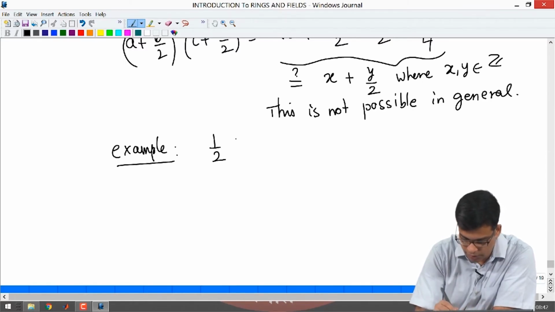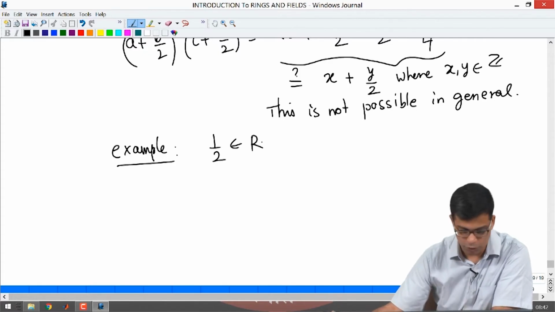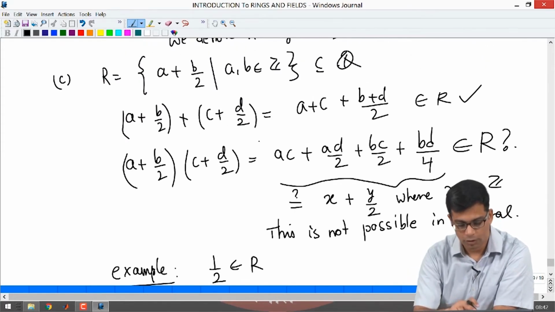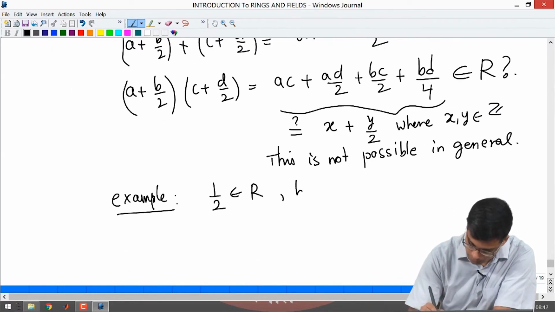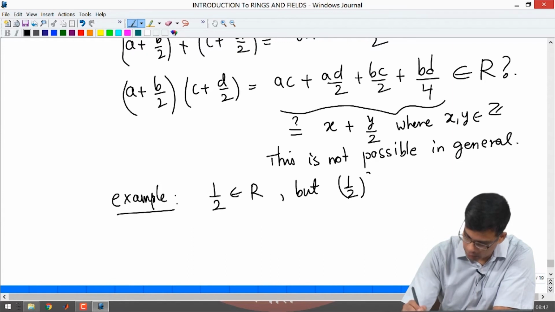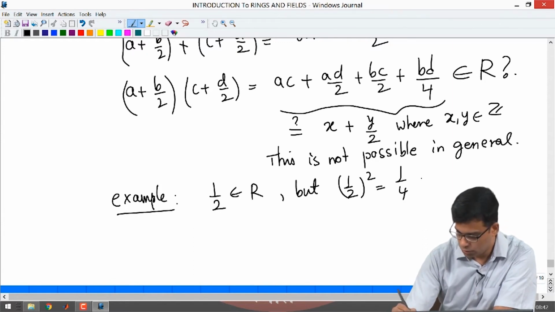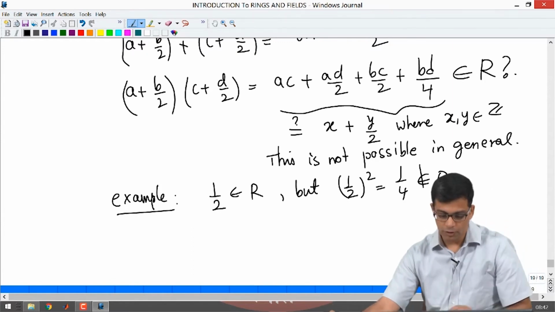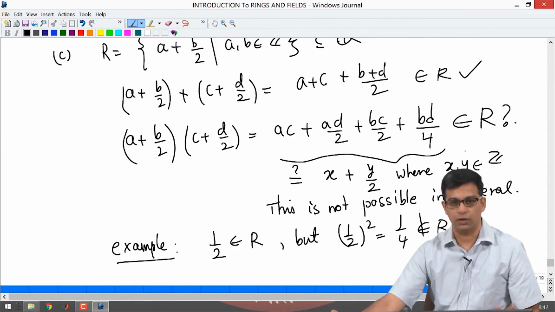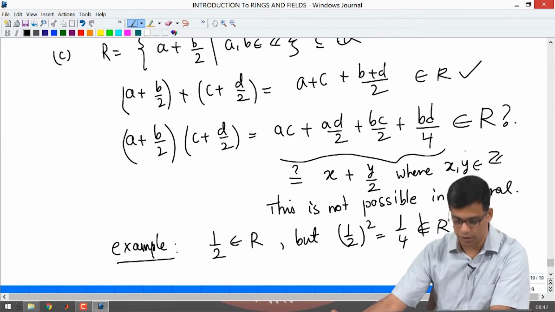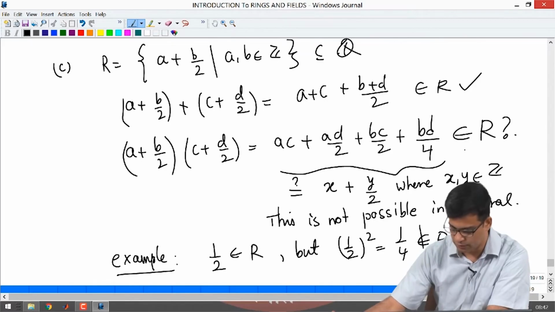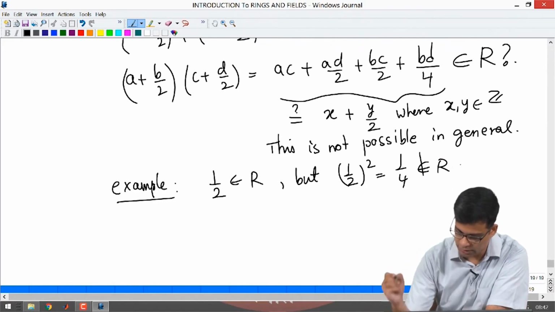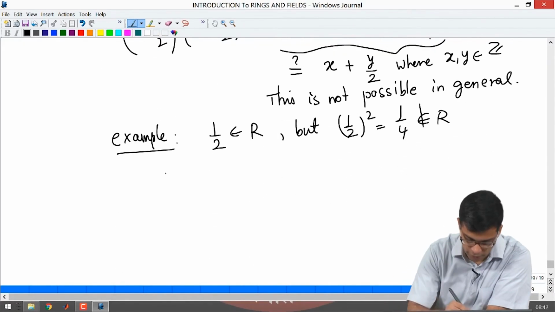Example: 1 by 2 is in R, right, because 1 by 2 is of the form 0 plus 1 by 2, but 1 by 2 squared, which is 1 by 4, is not in R, right. If R is a ring, 1 by 2 squared is supposed to be inside R also, but 1 by 4 cannot be written as a plus b by 2, that is very easy to check. 1 by 4 is not in R, so R is not a ring.